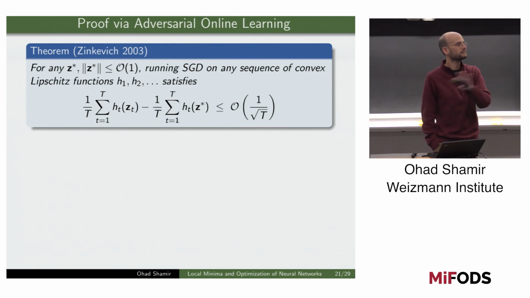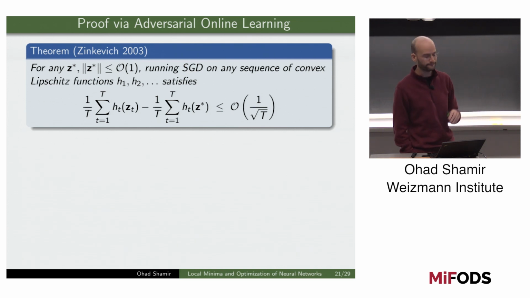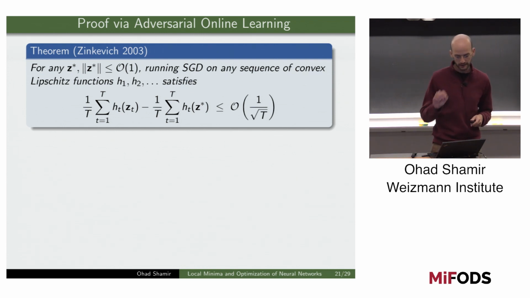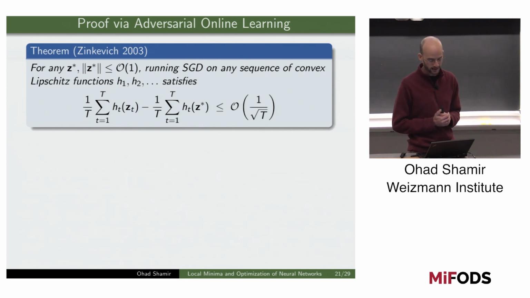There doesn't have to be any statistical relationship between them. Then I can't tell you what the algorithm would converge to, if at all. But what it is possible to show is this kind of regret bound: the sequence of iterates Z1, Z2, and so on, produced by the algorithm, has an average objective value on the stream of functions h1, h2, and so on, that is at most 1 over square root of t larger than what you can obtain with any fixed point z star of a bounded norm.